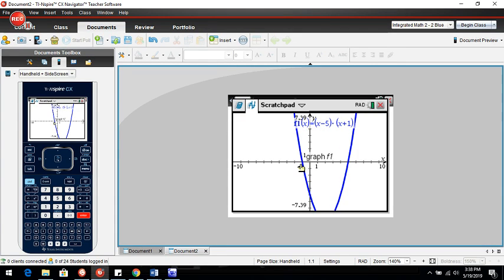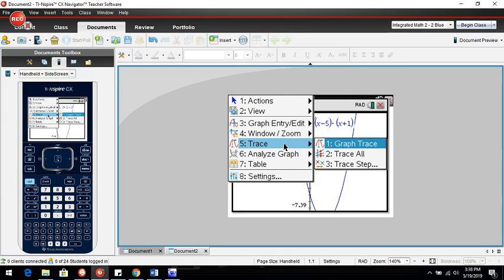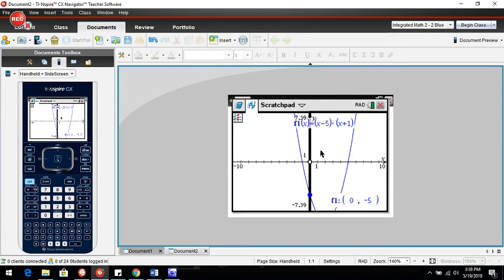So you can see your x-intercepts right here. By the way, if you just do menu, trace, graph trace, we said that the x-intercepts were -1. So I'm typing -1, enter. There's one of my x-intercepts right there. And +5, when you type a number and you're in trace mode, it automatically gives you the y coordinate.